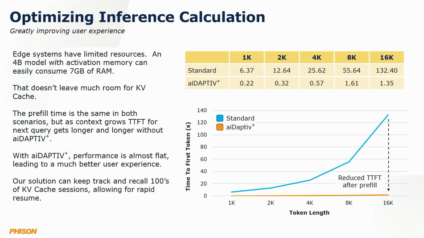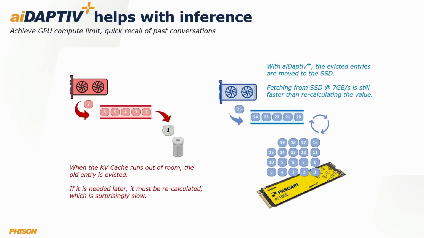If you're recalculating 1K of tokens of KV cache, that's about 6 seconds in this scenario. 2K is twice as much, and 4K is 25 seconds. 8K of tokens is 55 seconds. That's 55 seconds, about a minute, that you sit there with no output. With our solution, the time is almost flat. It's not actually flat. It goes up, but it goes up so slowly that, as you can see from the graph, it's quite flat.